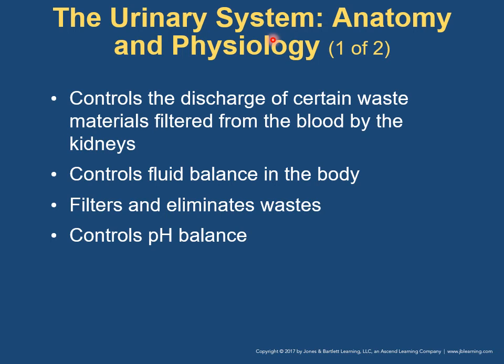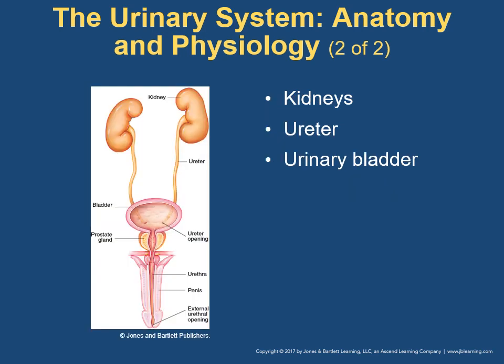Main functions of the urinary system are to control fluid balance in the body, filter and eliminate waste, and control pH balance. The body has two kidneys that lie in the retroperitoneal space, and that is the space behind the abdomen. The kidneys rid the blood of toxic waste products and control the balance of water and salt. Waste products in water are constantly filtered from the blood to form urine. The kidneys concentrate this filtered urine by reabsorbing the water as it passes through a system of specialized tubes.